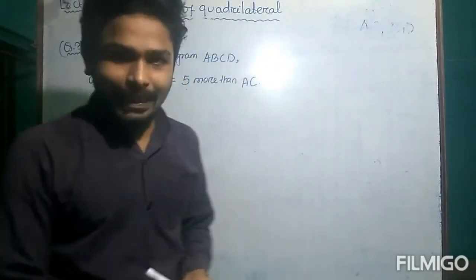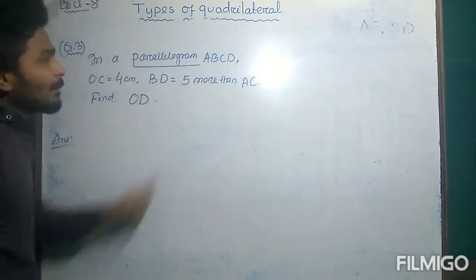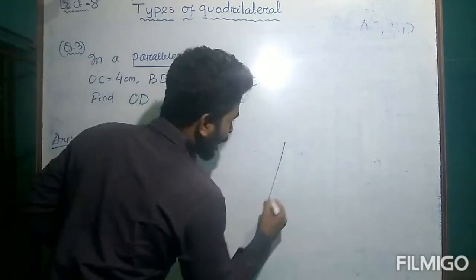Okay. So coming to the next question, that is question number 3. In question number 3, it is given that in a parallelogram ABCD. So let us draw a parallelogram.